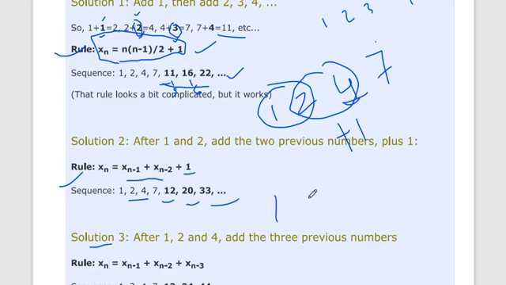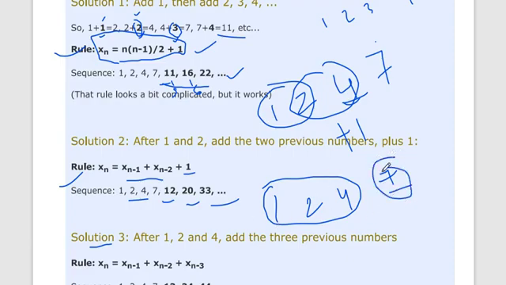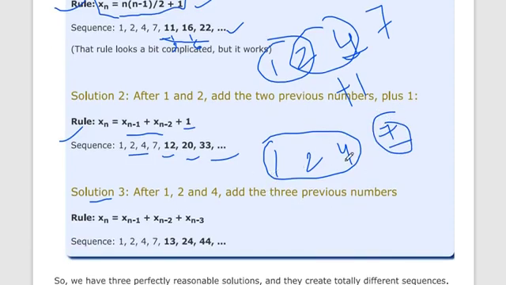After the first 3 terms, we add the 3 previous terms to get the fourth term. You can see that 4 plus 2 plus 1 is 7. So our rule becomes xn is equal to the addition of the previous 3 terms, n minus 1, n minus 2 and n minus 3. So we can get a different sequence.